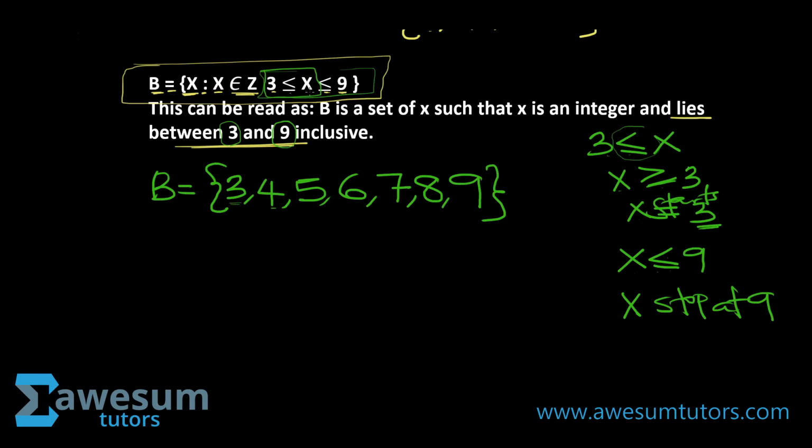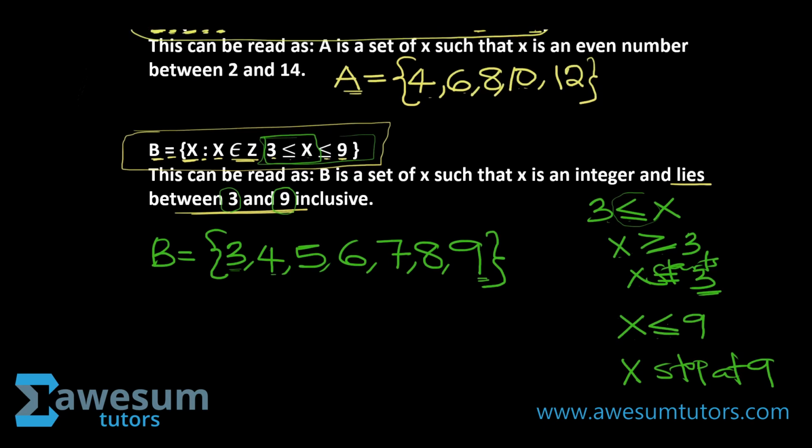Okay. Now here it says x is less than 9 or x is equal to 9. Because of equal to, that means I can stop at 9. That means 9 is inclusive.